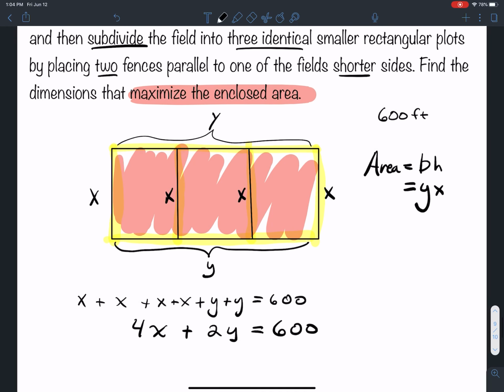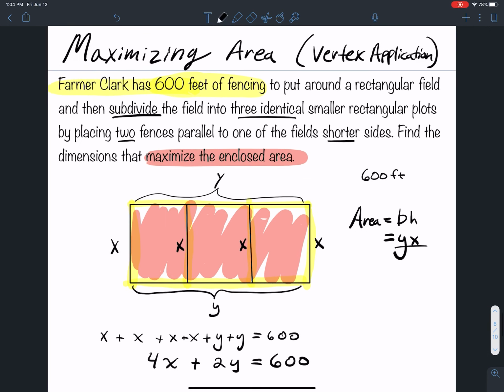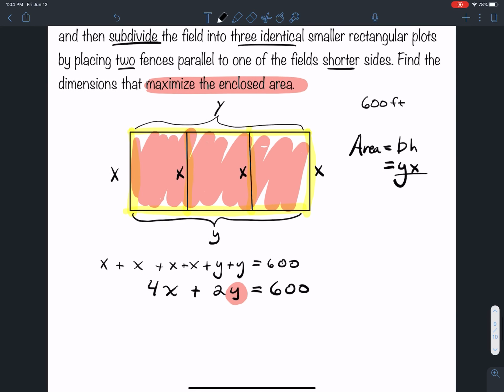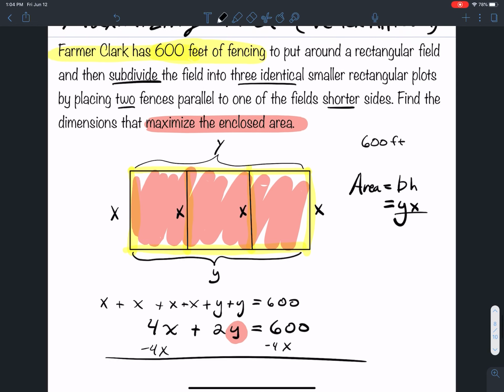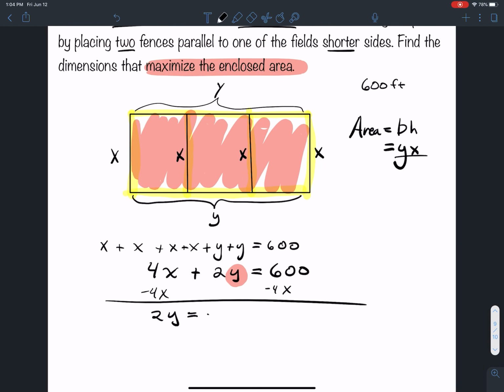But since we aren't doing multivariable calculus, we need to rewrite this in terms of X. Is there a way that I can rewrite Y as a function of X? Yes, I can solve this equation for Y. I'll subtract 4X from both sides, so now I have 2Y equals negative 4X plus 600. And I divide by 2, and I get Y equals negative 2X plus 300.